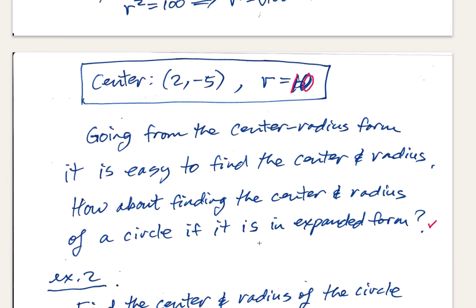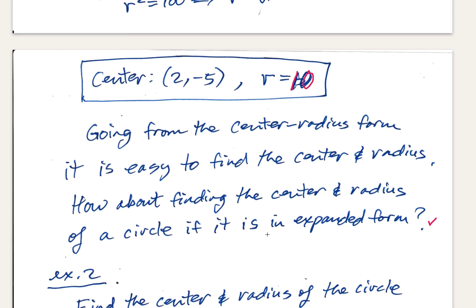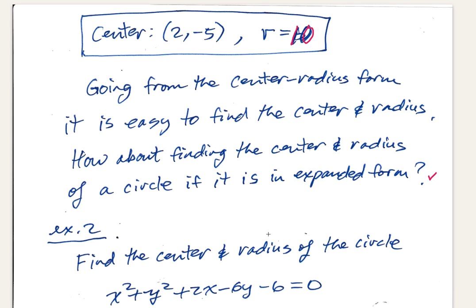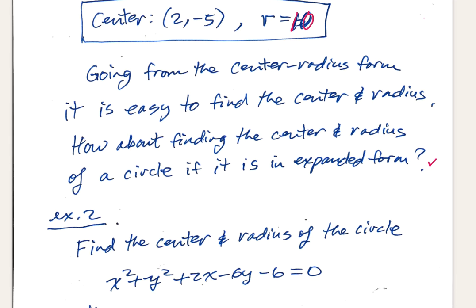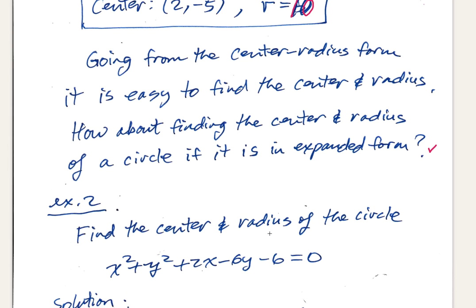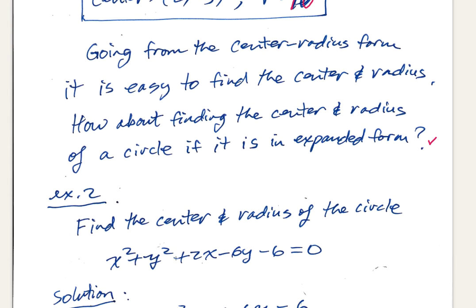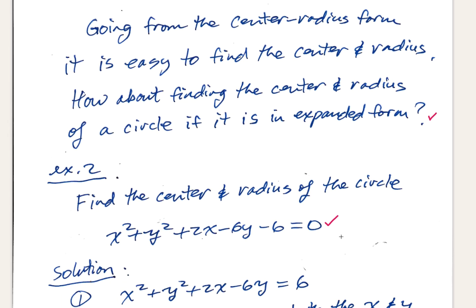We chatted about that a minute ago. That's going to be a little bit more work, but let's go ahead and show that it is doable. Let's talk about example 2 here. Find the center and radius of this circle: x^2 + y^2 + 2x - 6y - 6 = 0. That's a circle. You could graph it in Desmos, and you could figure out what the center and radius of that circle are from looking at that.